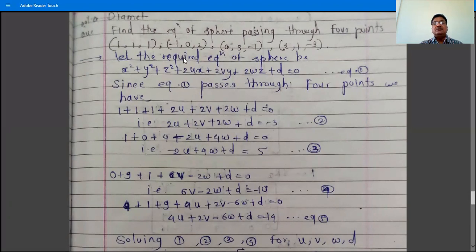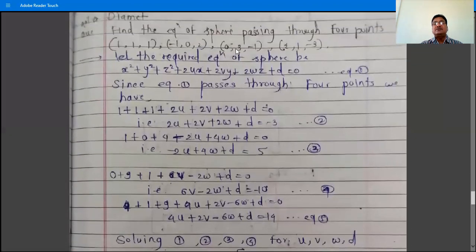Also, the sphere passes through this point, so this point satisfies this equation, that is, substitute x as minus 1, y as 0, and z as 2. We have this equation: minus 2u plus 4w plus d is equal to minus 5. Okay? Then the point (0, 3, -1) also lies on the sphere, so this point also satisfies this equation.